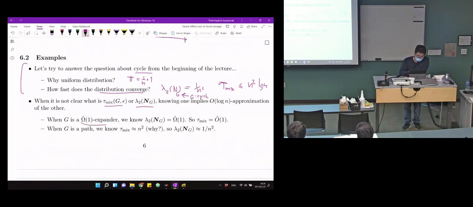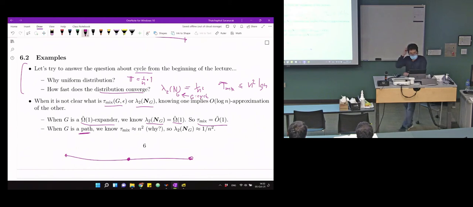Basically, on an expander, you know that lambda is big, so the mixing time is going to be polylog if lambda is at least 1 over polylog. And the path is just very similar to the cycle.